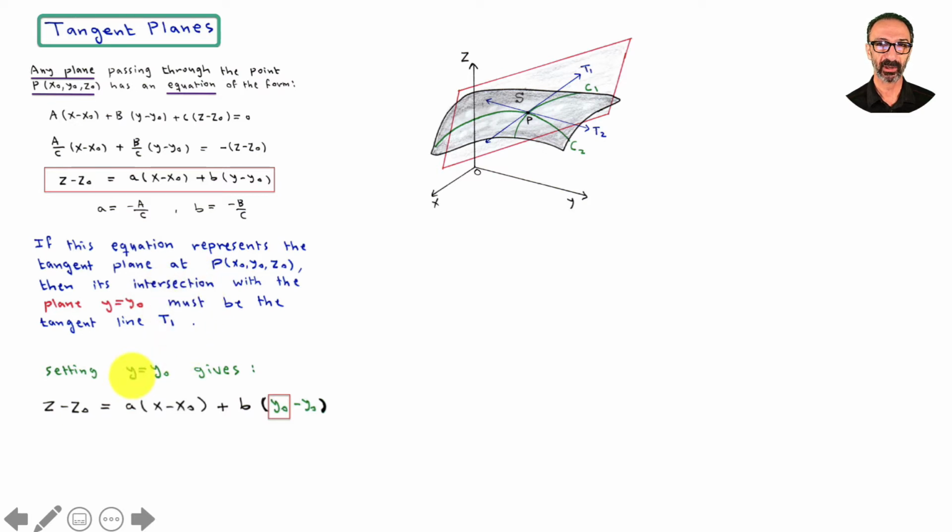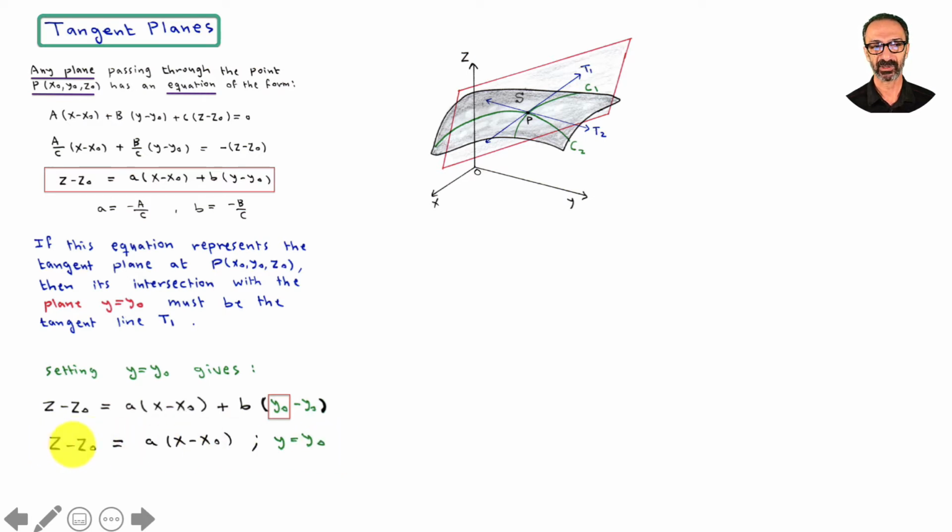If we set y equals y sub 0 in the equation itself, look what happens. Instead of y, we're going to write y sub 0. That means this whole thing will cancel. So you end up with z minus z sub 0 equals a times (x minus x sub 0). Of course, you have to mention that because that's what you get when you put this as a condition.